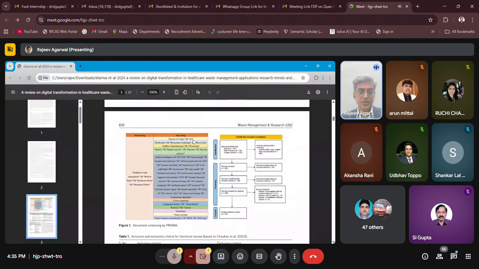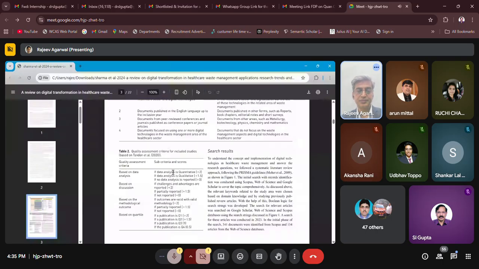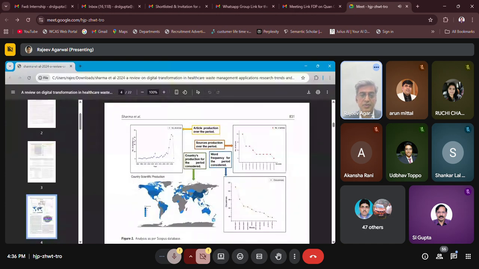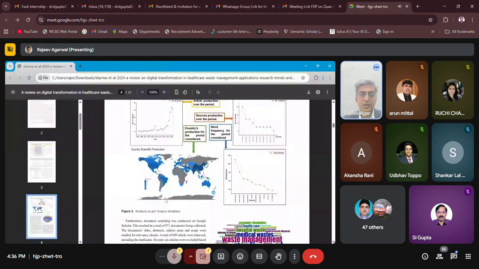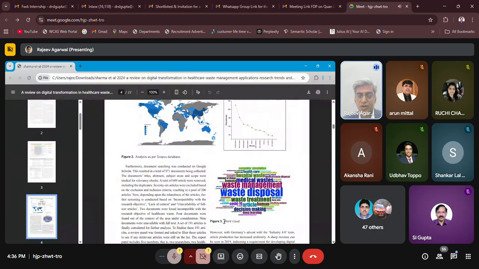And this is the PRISMA analysis we have done. We have clearly explained the inclusion and exclusion criteria, and this is the Scopus database tool, showing how articles were produced. And this is the word cloud diagram I just showed.